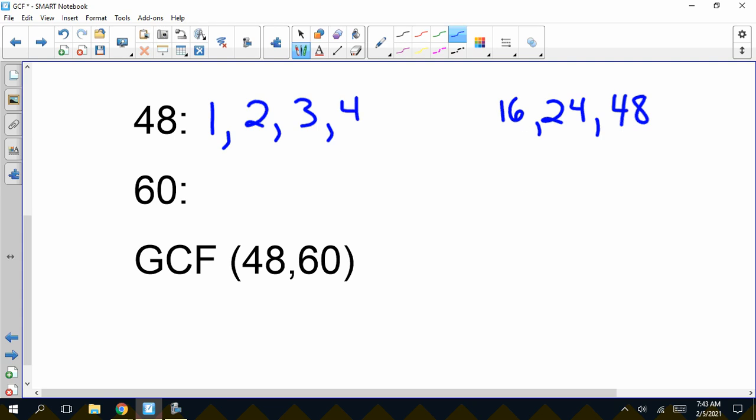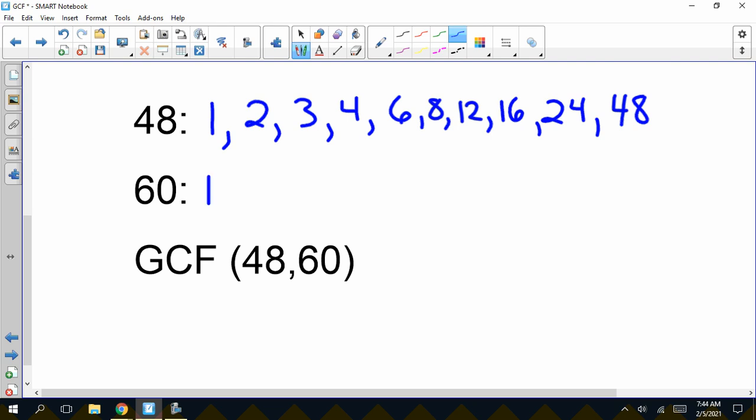4 works because it's 4 times 12. 5 does not work, but 6 does work. Because remember, 6 times 8 is 48. 7 does not work. 8 is already in our list, so we are done. Those are all the factors of 48. 1, 2, 3, 4, 6, 8, 12, 16, 24, and 48.